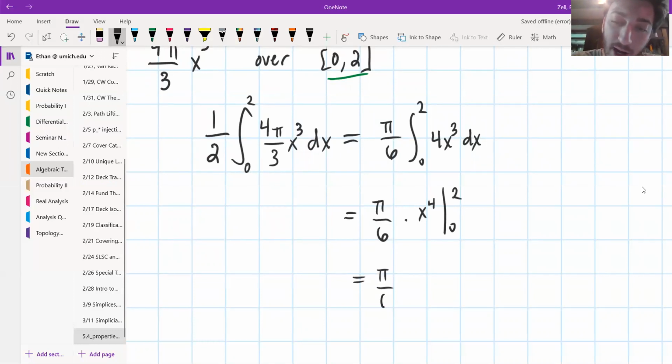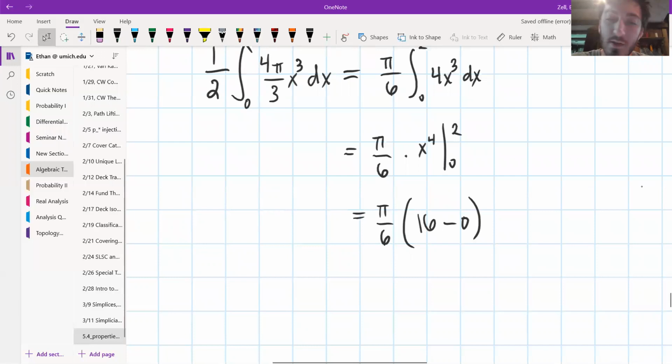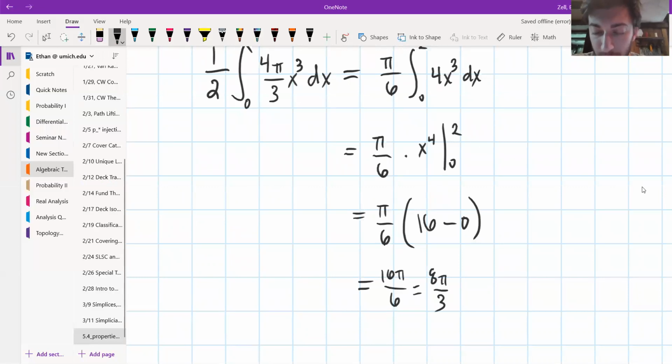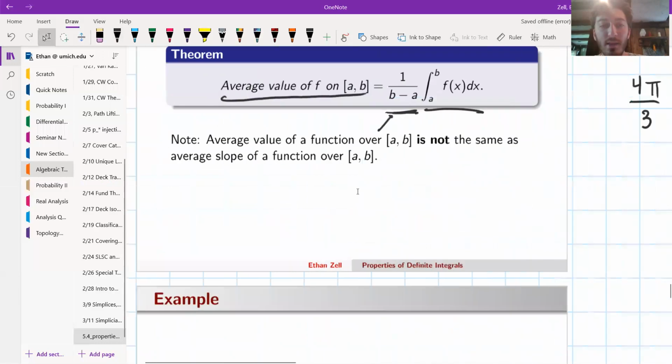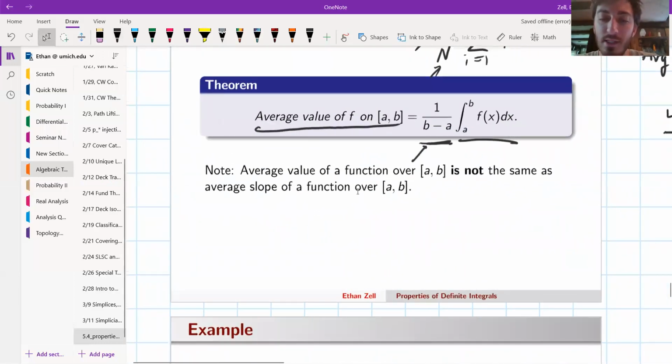So I leave my pi over 6 on the outside, and then evaluate x to the 4th at each input. 2 to the 4th is 16, minus 0. So my final answer is 16 pi over 6, which I can simplify to just 8 pi over 3. Okay. So hopefully that gives you a little bit of an example of how to deal with these things.